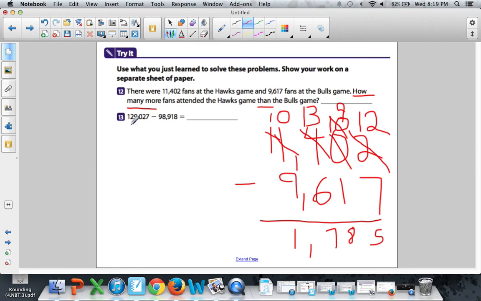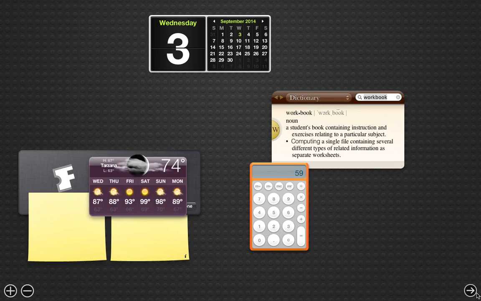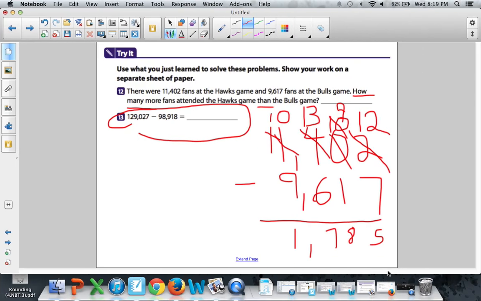I think I'm going to leave this last problem for you guys. See if you can borrow and regroup effectively. If you have any questions, go ahead and feel free to ask me in class.